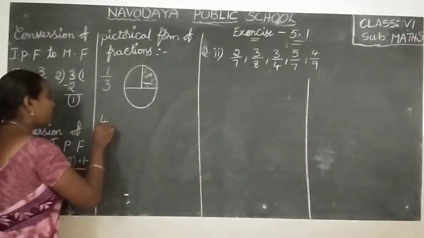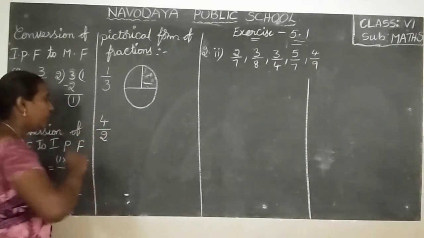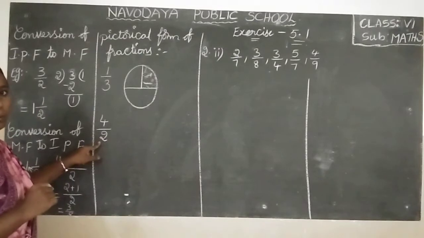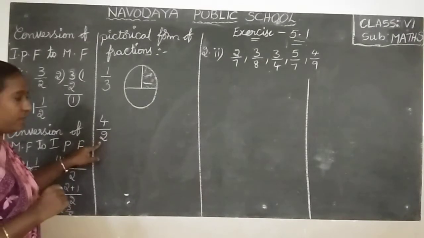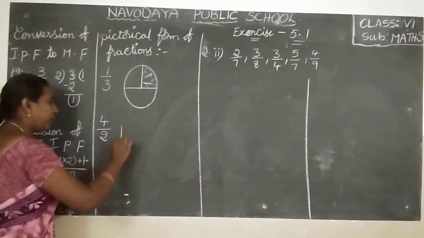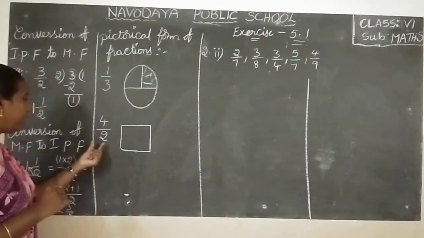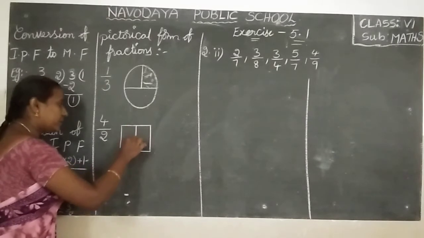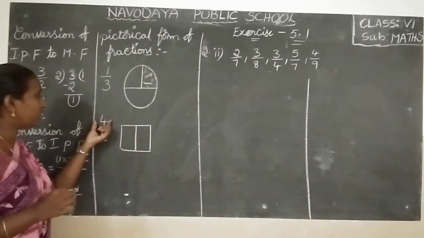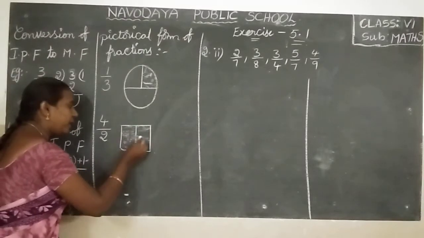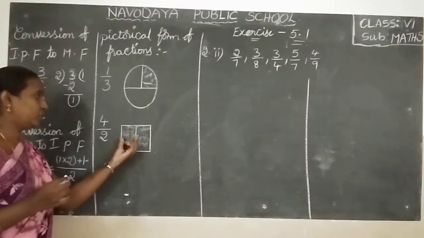Next, take 4 by 2. This is an improper fraction. How do we represent improper fractions in pictorial form? I am taking a square here. We divide that square into 2 parts. How many parts do we shade? 4. In this whole we have 2 parts, so we have shaded 2.